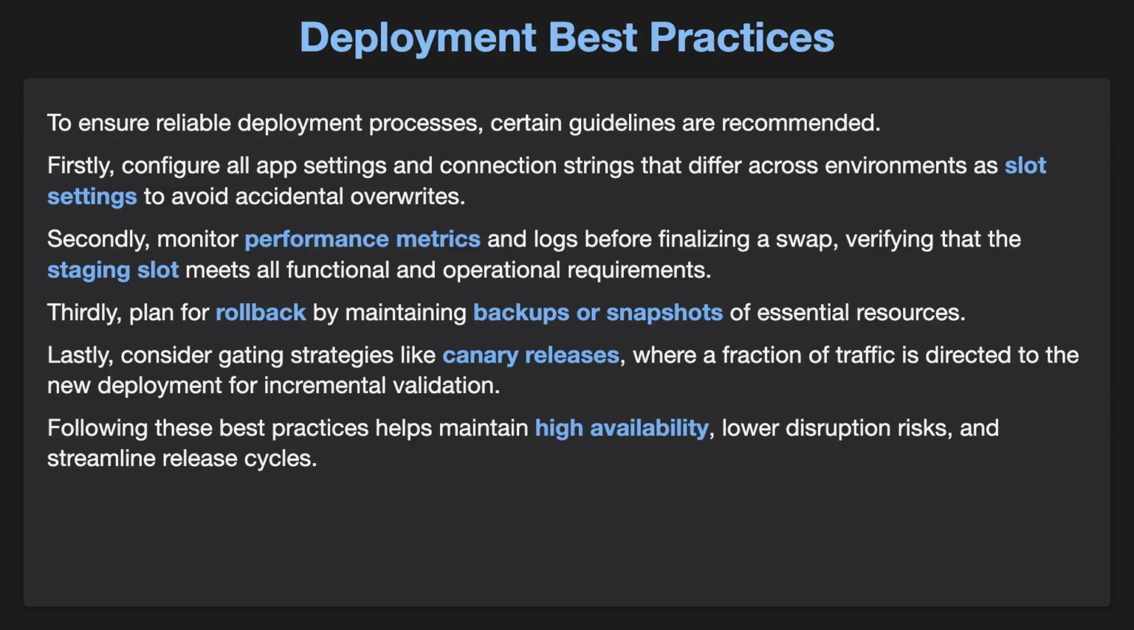To ensure reliable deployment processes, certain guidelines are recommended. Firstly, configure all app settings and connection strings that differ across environments as slot settings to avoid accidental overwrites. Secondly, monitor performance metrics and logs before finalizing a swap, verifying that the staging slot meets all functional and operational requirements. Thirdly, plan for rollback by maintaining backups or snapshots of essential resources.